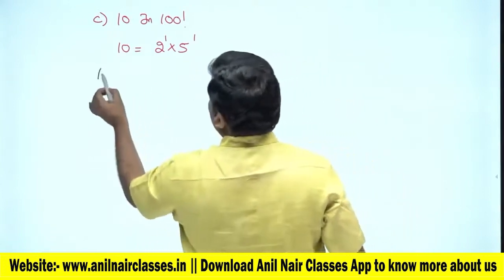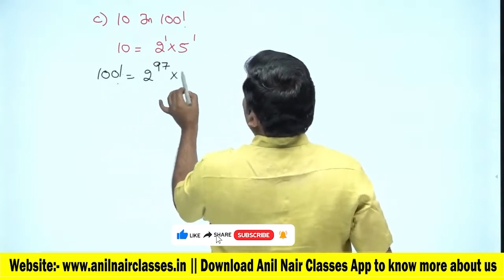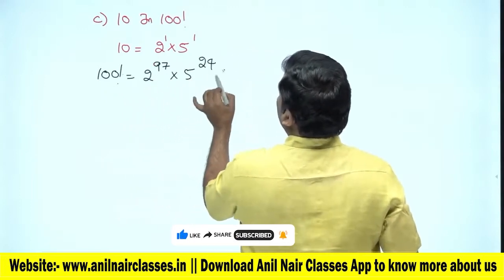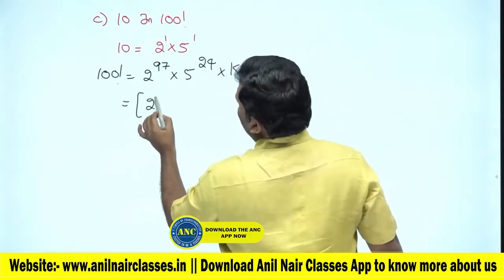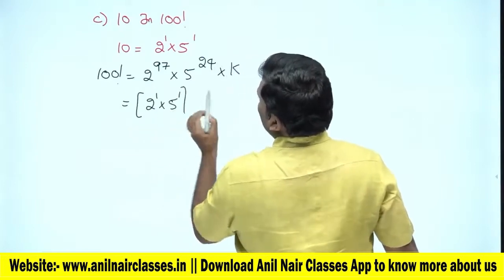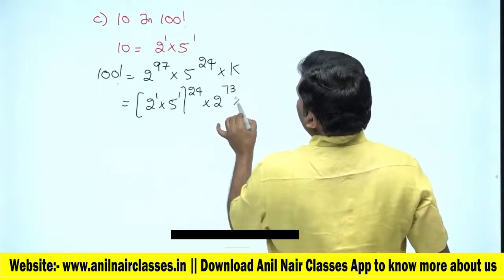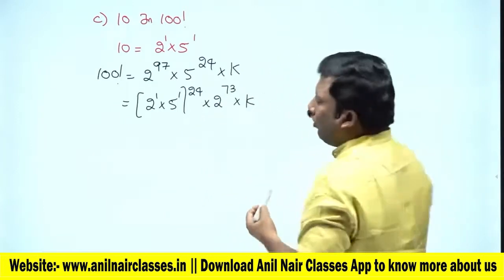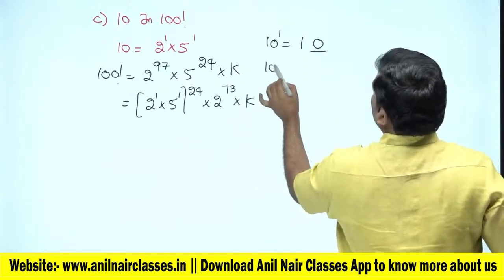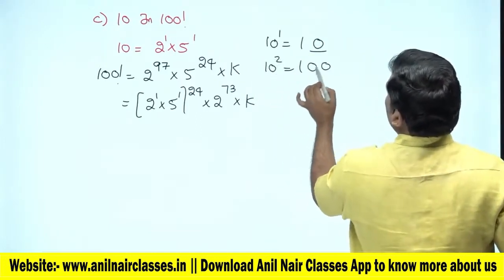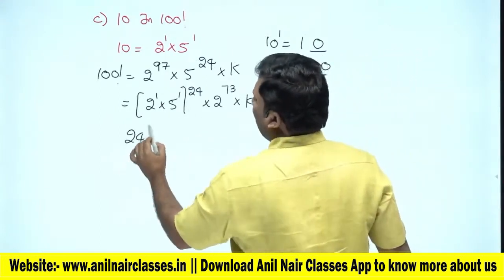What was the answer we got? For 100 factorial, for 2 we got 97, and for 5 we got 24, so 5 power 24 into k. We want 10. 10 is a single power of 2 and a single power of 5. So I can take 2 power 73 into 5 power 24 into k. 2 into 5 is 10. 10 power 1 will have 1 zero at the end. 10 power 2 is 100, so there will be 2 zeros at the end. So what is the highest power of 10 in 100 factorial?